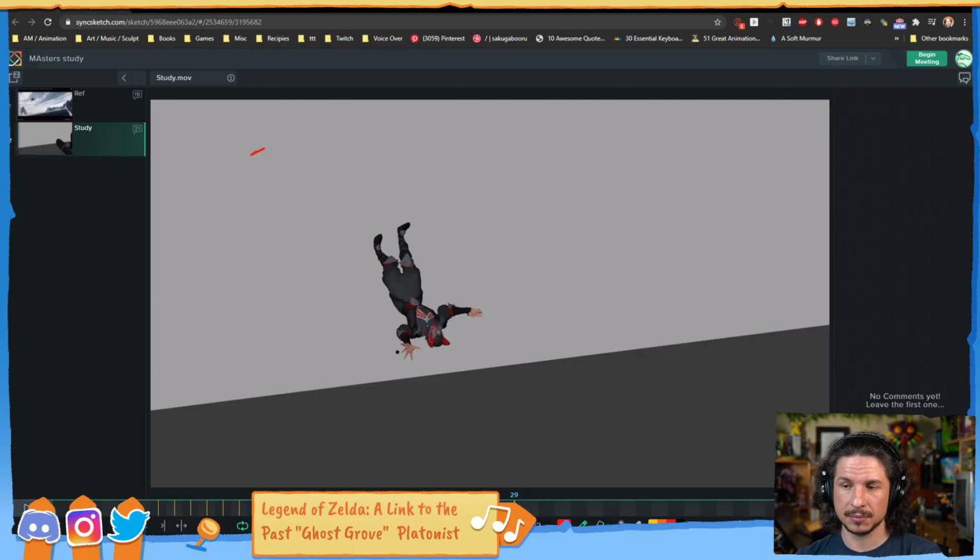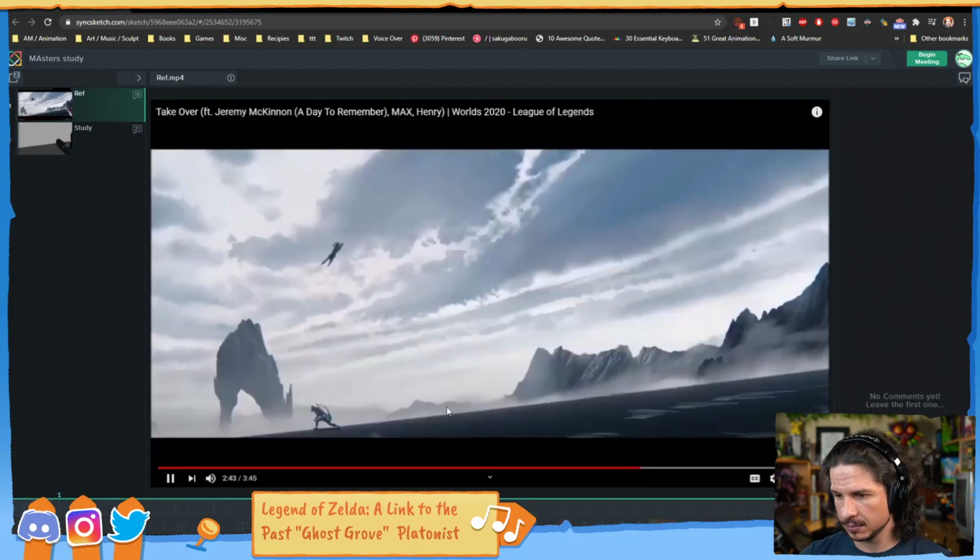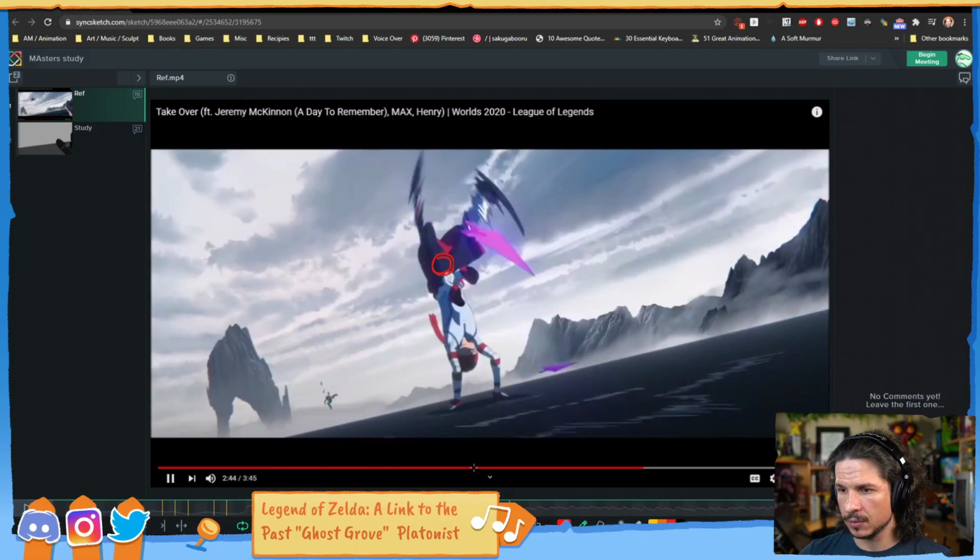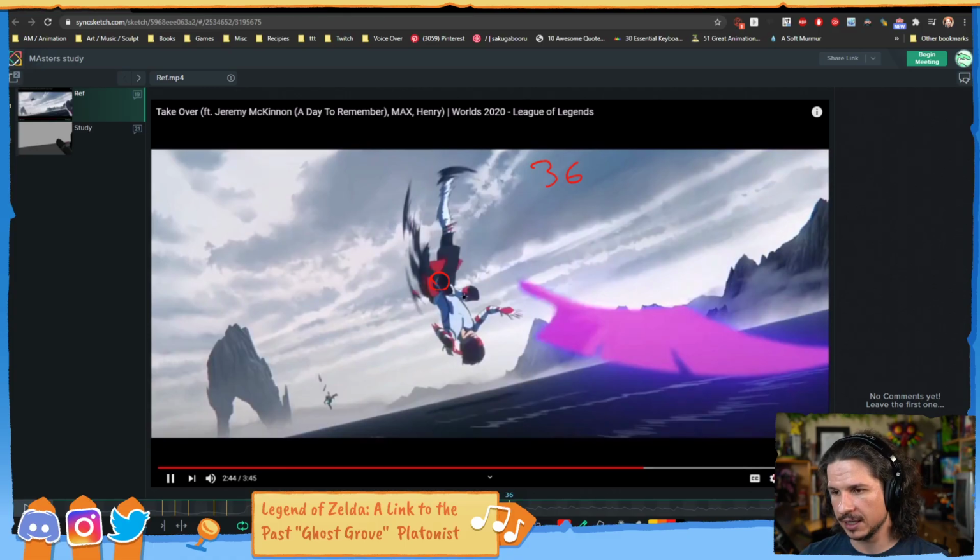So what I mean by pushing the offset is, if we look at the reference here, we've got this really great offset between the hips, chest, and arms. So if we kind of simplify these shapes here, the arms and elbows are kind of up above the head. We've got this little bend here, slight line of action there.